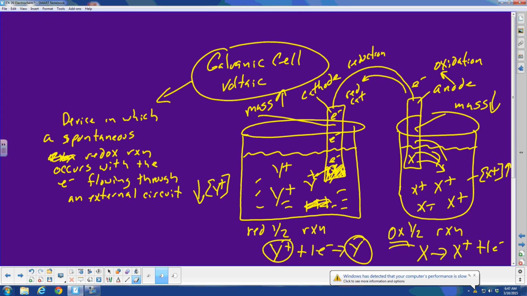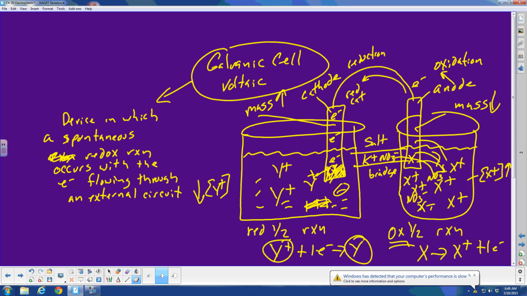And to keep those things balanced, we add something called a salt bridge. It is something like you might have potassium nitrate in here, a molten paste of potassium nitrate. And so as these positives in my oxidation half cell increase, my nitrates start flowing over here to counter the buildup of the positive charge.